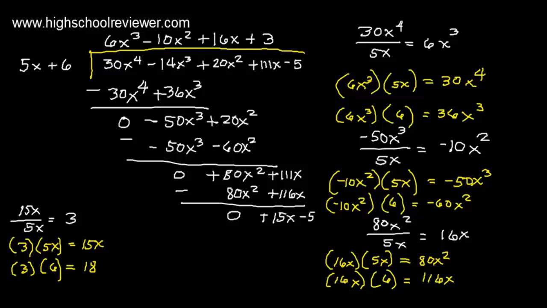So put 15x on the same column of 15x. We will have here 15x. And put positive 18 on the same column of negative 5. So positive 18. And then perform subtraction. Okay, so we forgot the x here. 15x minus 15x is 0. No need to put the 0 there. Negative 5 minus positive 18. This is negative 23. So therefore, our quotient is 6x cubed minus 10x squared plus 16x plus 3. And our remainder is negative 23. And these are our final answers.